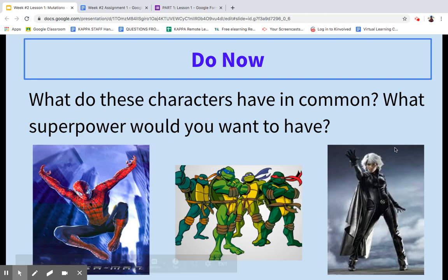So, what superpower would you want to have? For me, I think I would have time travel as a superpower. So I could travel into the past, travel into the future, maybe something like that. You guys want to let me know what superpower you would want to have? You can comment on your assignments to let me know.